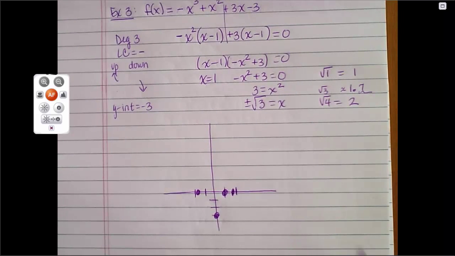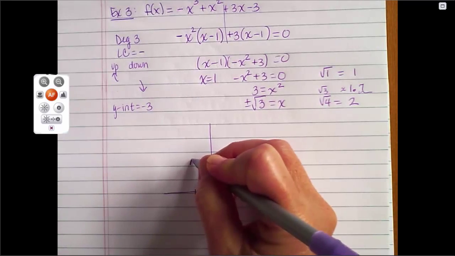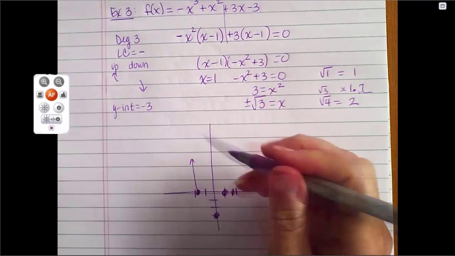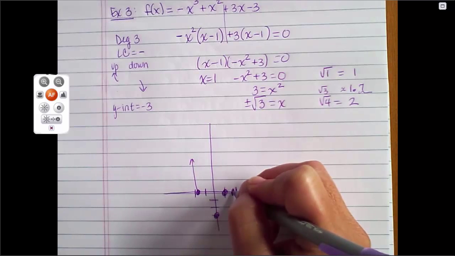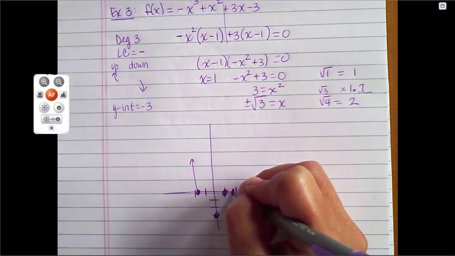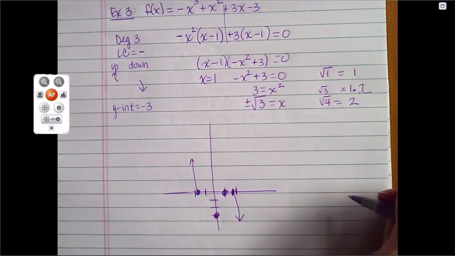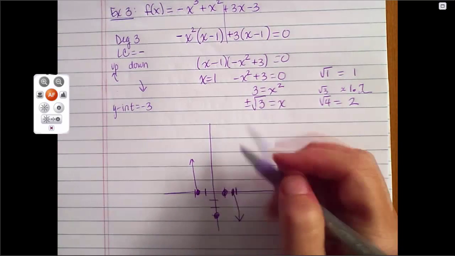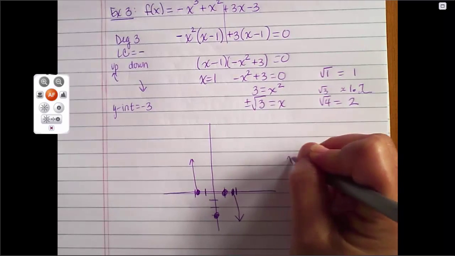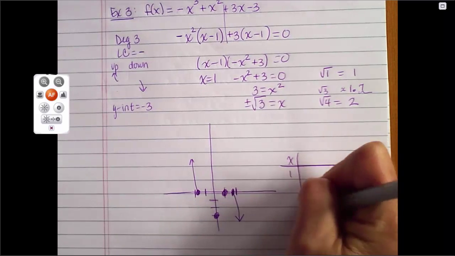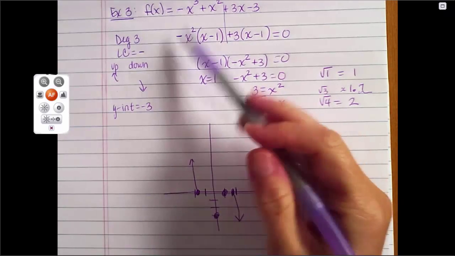Again, I'm curious about what's happening between my critical values. Again, I know that this starts up, so it's going to do something like this. And it ends down, so it's going to do something like this. Beyond that, I really don't know, and I need to get some sense of its features. So maybe I plug in x equals 1, just to see how far down that graph goes at that point.